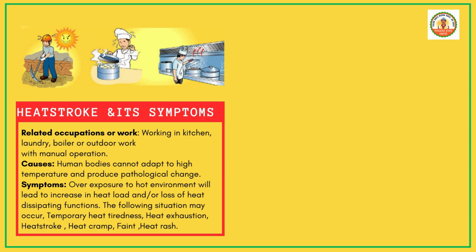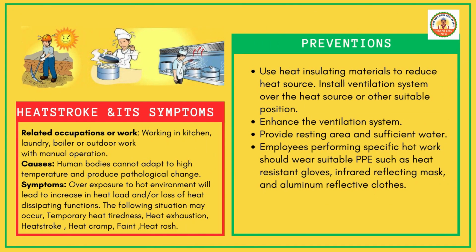Heat stroke and its symptoms. Related occupations or work: working in kitchen, laundry, boiler or outdoor work with manual operation. Causes: human bodies cannot adapt to high temperature and produce pathological change. Symptoms: overexposure to a hot environment will lead to an increase in heat load and or loss of heat dissipating functions. The following situations may occur: temporary heat tiredness, heat exhaustion, heat stroke, heat cramp, fainting, heat rash.